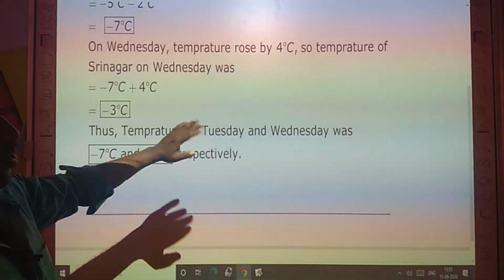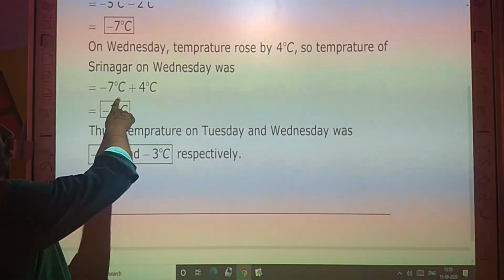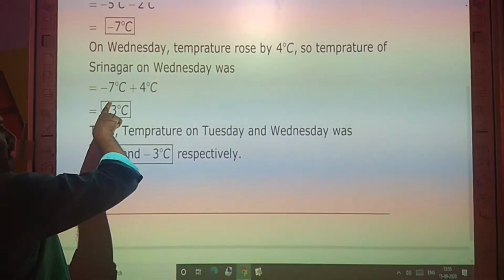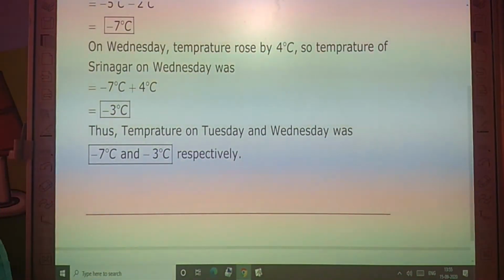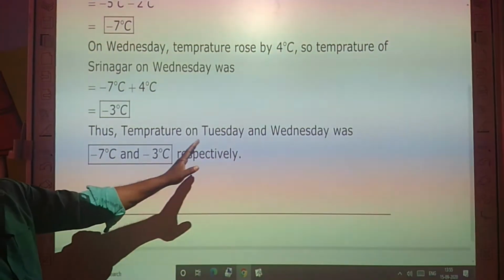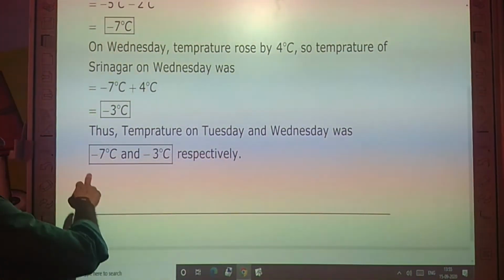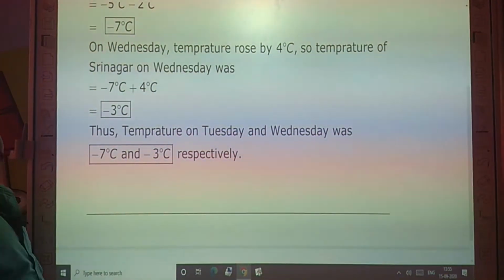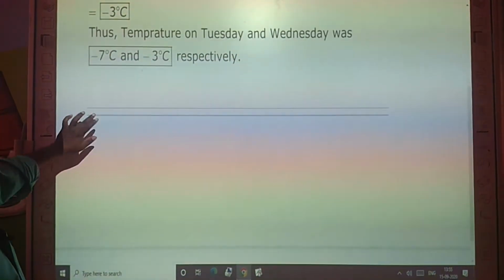And then rose means add plus 4 degrees Celsius. Minus 7 plus 4 is equal to minus 3. Minus 3 degrees Celsius. That's the temperature on Wednesday. The first day, minus 7 degrees Celsius. Then the second day, minus 3 degrees Celsius.